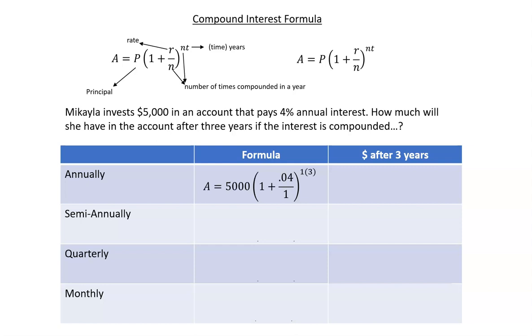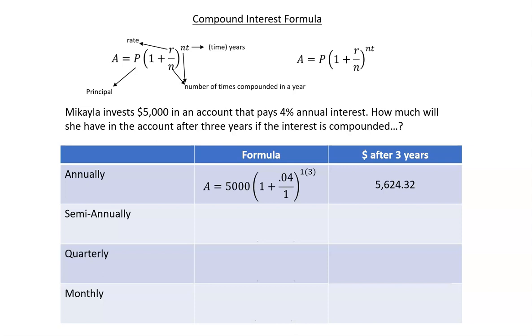Now, you need to be able to calculate this correctly on the calculator. We should be able to do this all in one step using parentheses. So try it out and make sure you're getting the right amount. After 3 years, the dollars that we have is $5,624.32.